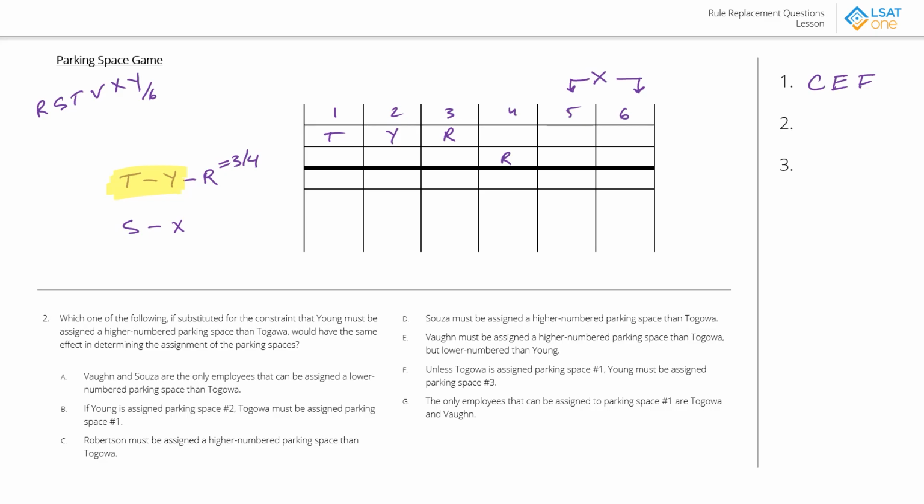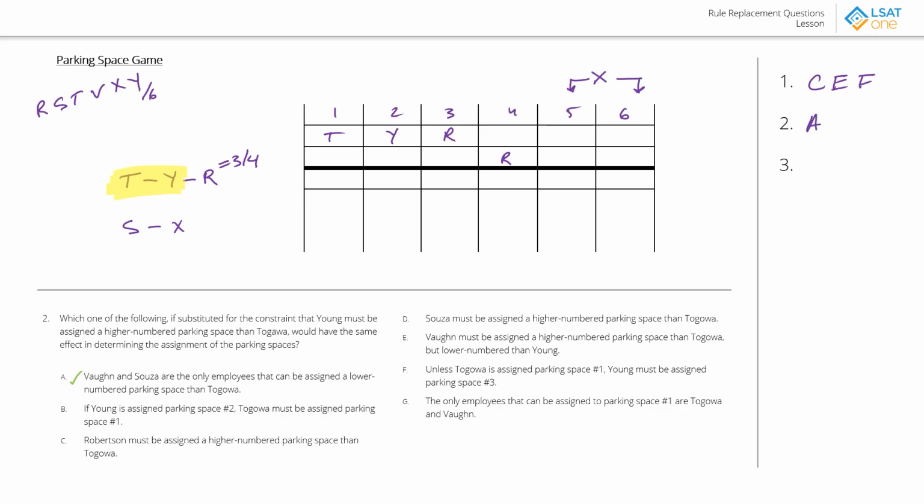That checks out. But of course, there's the other half of it, which is, did that have to be true? Were V and S the only people that could go lower than T? And actually, yeah, they were, because Y and R obviously had to be higher than T, and X ended up getting stuck in 5 or 6, so X was still always higher numbered than T. So this gets the job done, and it always had to be true. So answer choice A is viable. Next, answer choice B.